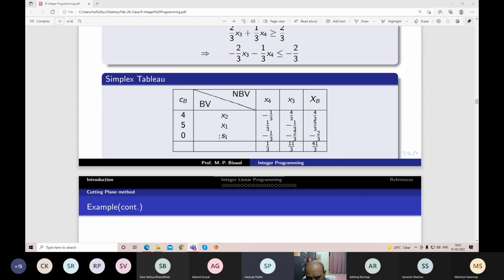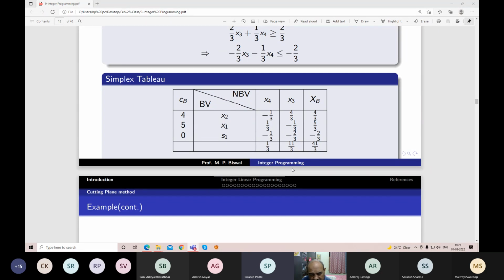Once we say this is the departing variable, what is the entering variable? Either x4 or x3. So how to find it? You find it in this manner. 1/3 divided by minus 1/3, its absolute value. How much is it? 1. Then 11/3 divided by minus 2/3, its absolute value. How much is it?